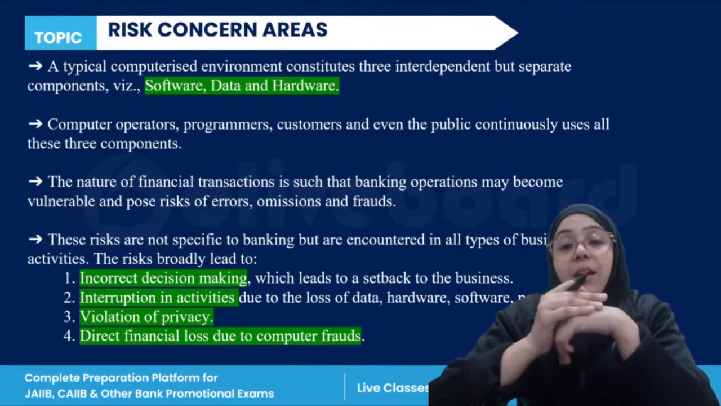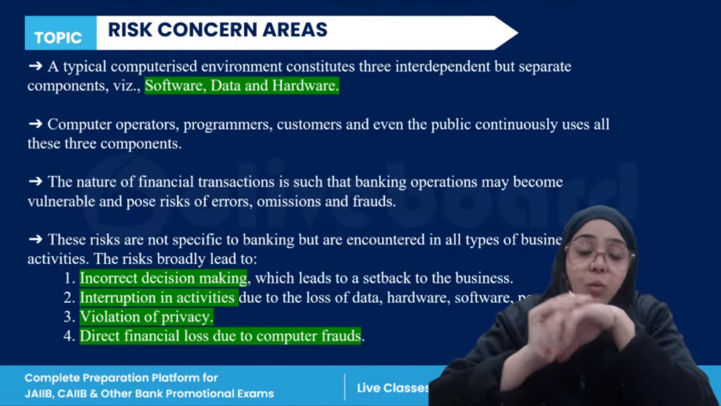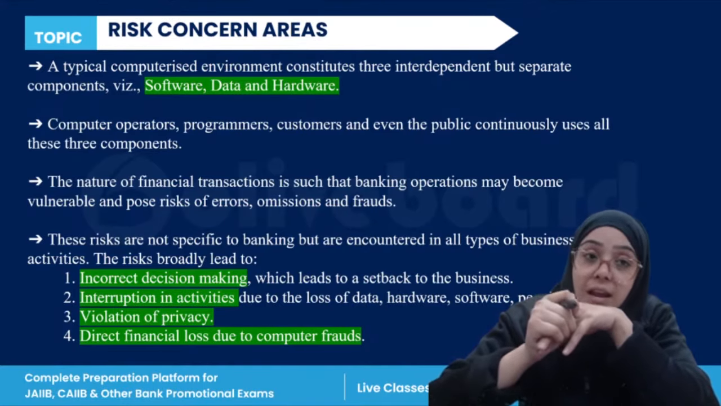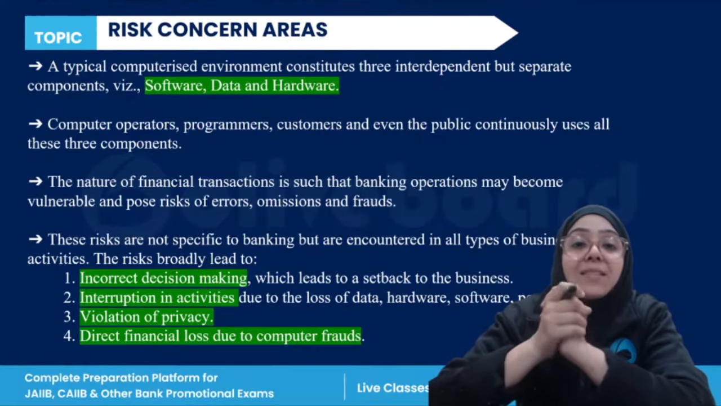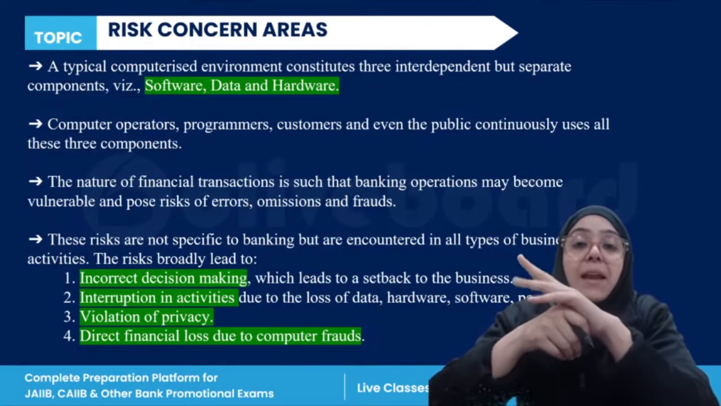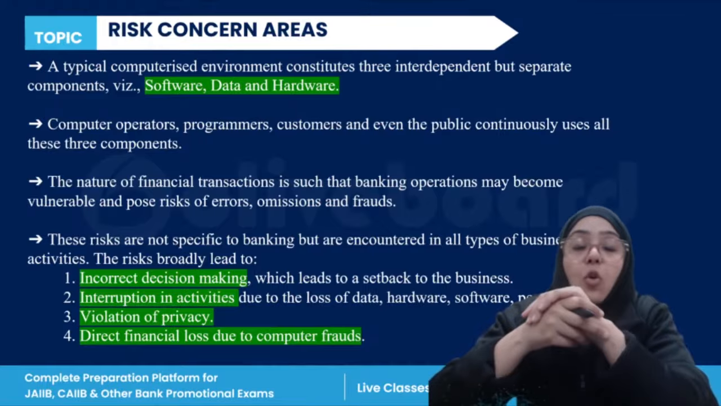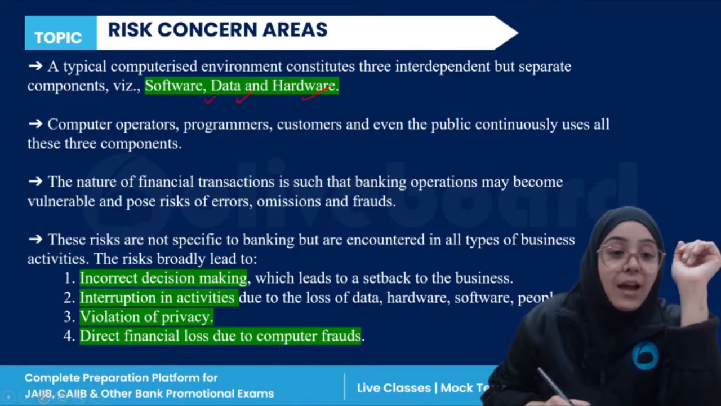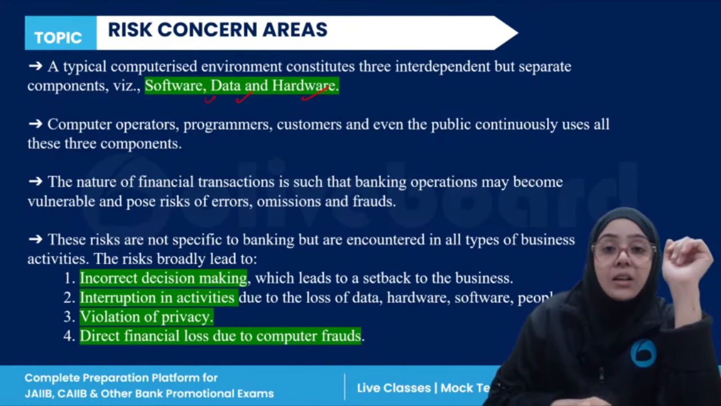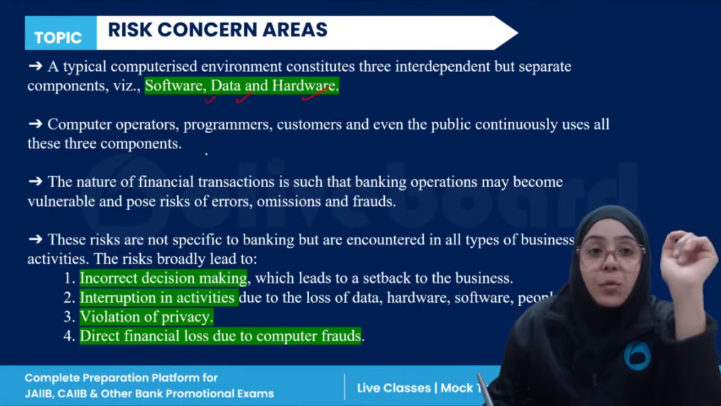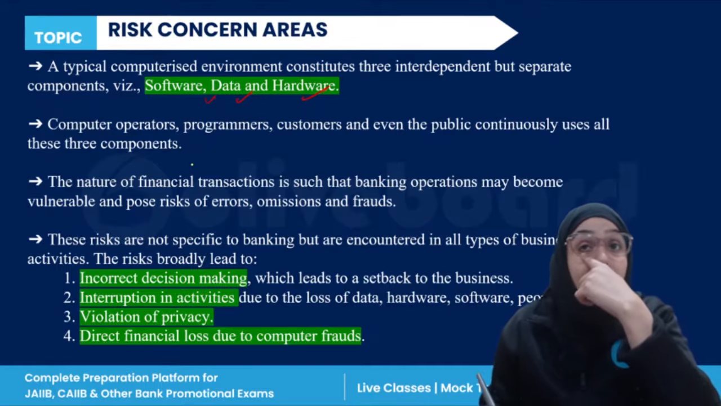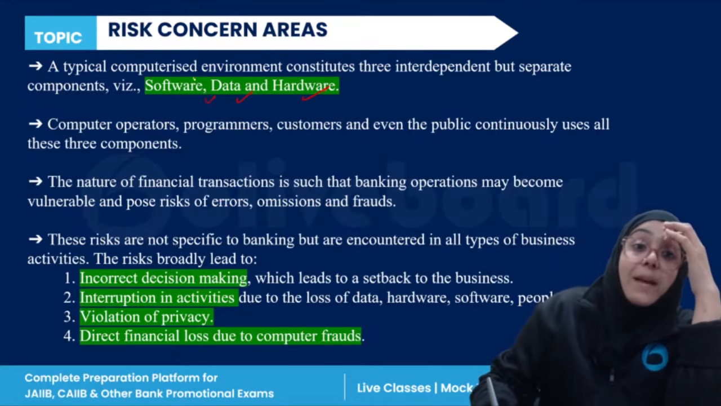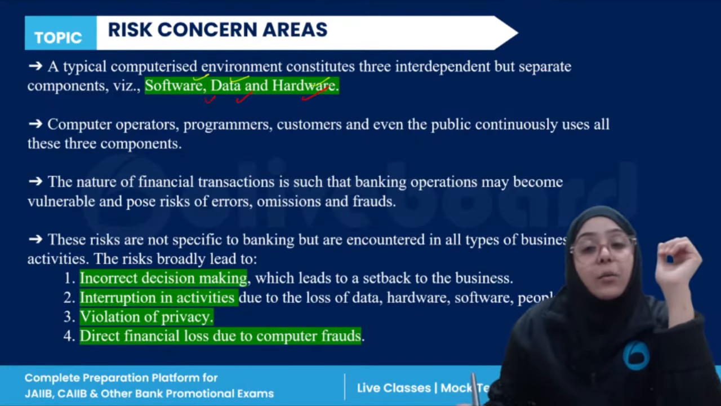First of all, risk concerning areas. So, what are the risk concerning areas? A typical computerized environment has three independent but separate components: software, data, and hardware. These are separate as well as interdependent components in the computerized environment, right? So this can be software, data, and hardware.